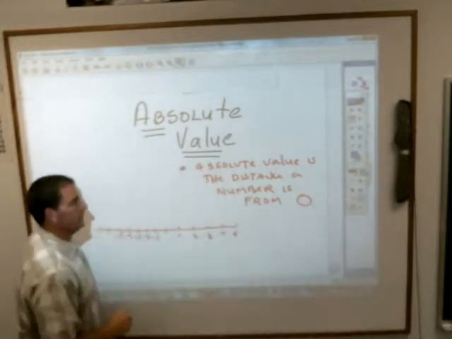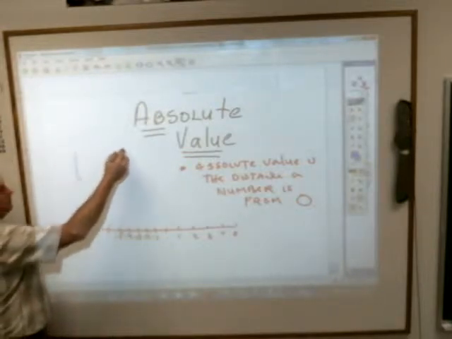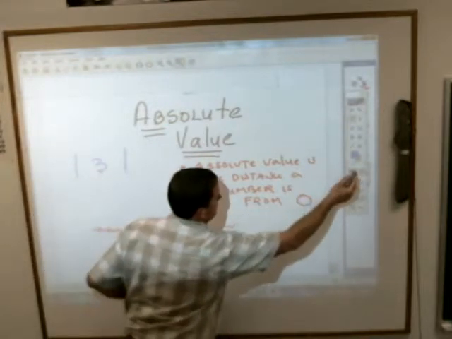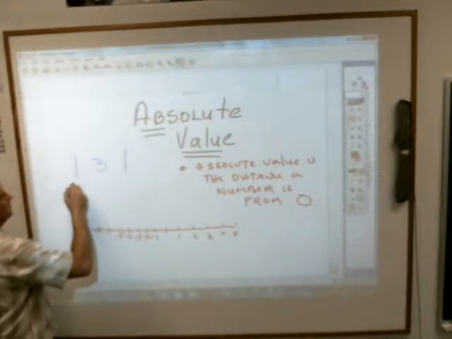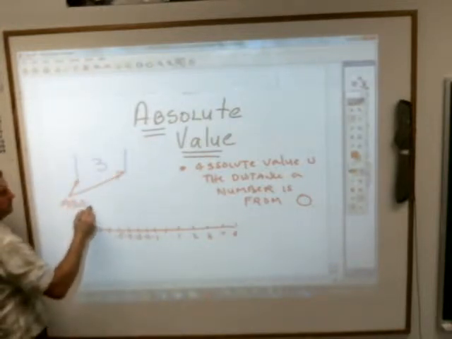And I ask you what the absolute value of 3 is. And let's get this straight here. This right here, these are the absolute value sign. They're just straight up and down lines. That's the absolute value sign.